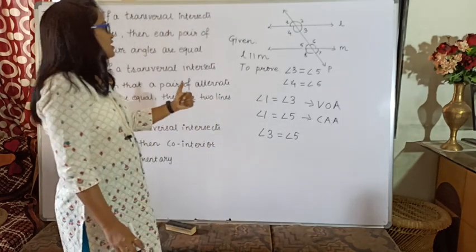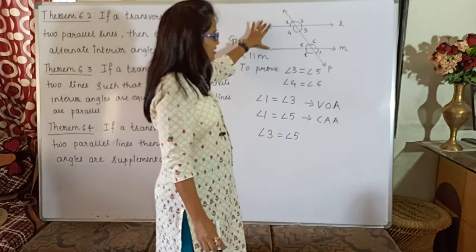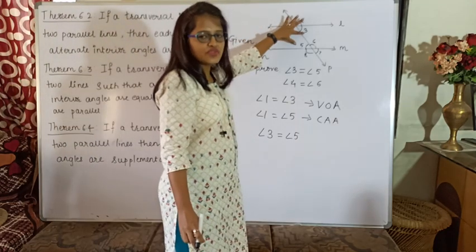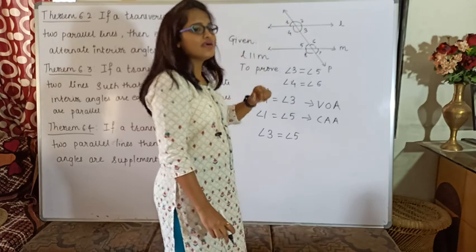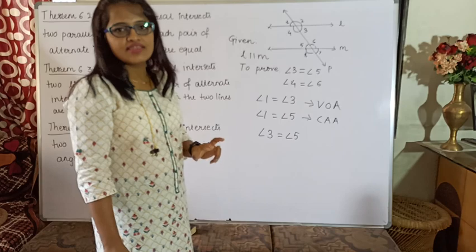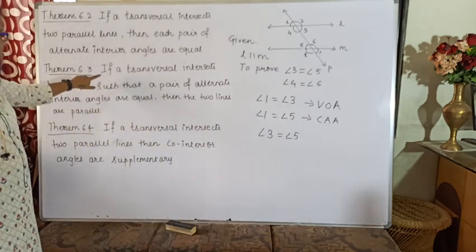Now let us look at its converse. When the lines were parallel, alternate interior angles were equal. So what will be its converse? Its converse would be if alternate interior angles are equal, then the lines are parallel. Okay, so see, just read the theorem.